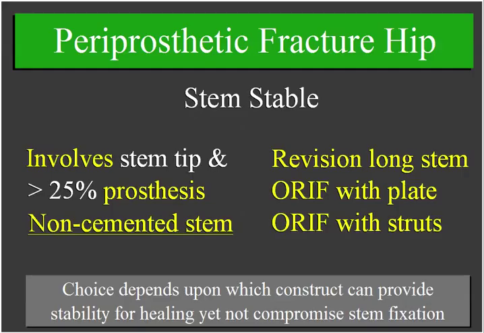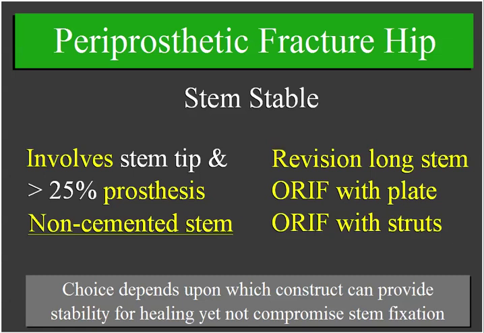Now, if it's greater than 25% of the prosthesis and it's non-cemented, too many variables, because if it's a proximal porous coated stem and you've fractured and it's more than 25%, you still may be able to put that together. On the other hand, if it's an AML stem distally where you get most of your fixation, you've got to revise that. Too many variables here. You're not going to get that.